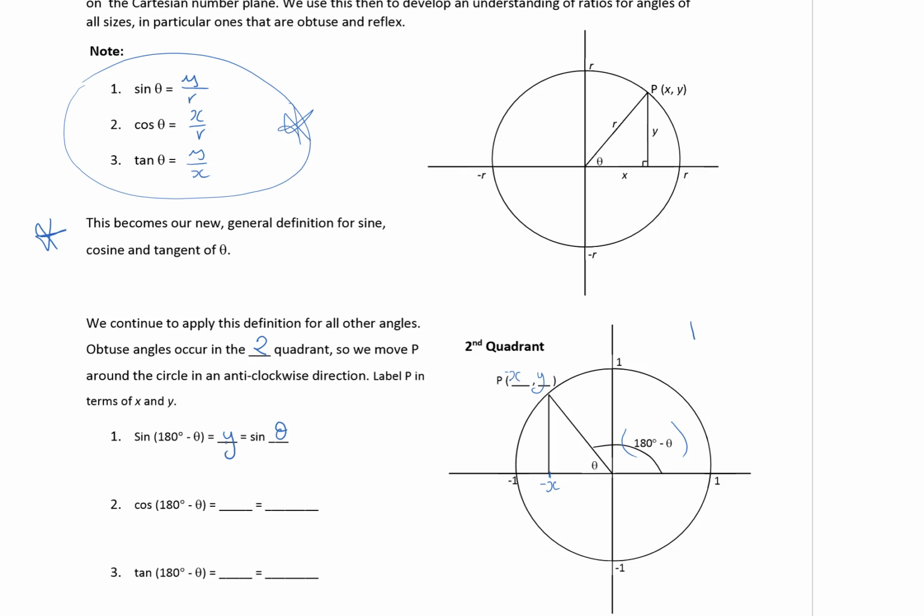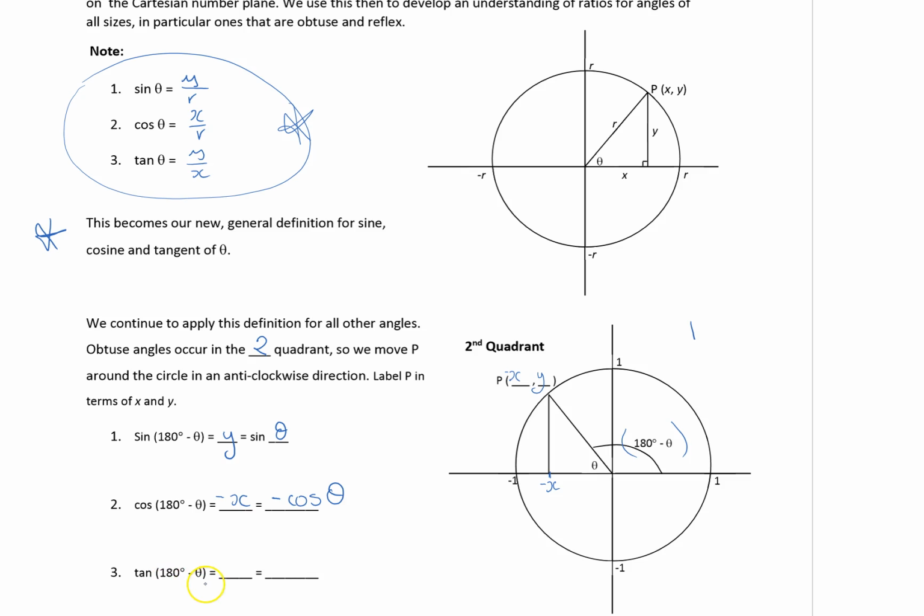Moving then, let's do the cos. Cos of theta in the second quadrant, or cos of 180 minus theta, is the x ordinate, which we can see by our diagram is minus x. Now, cos of theta was x, although we had written x over r, we're substituting r equal to 1. So cos of 180 minus theta becomes minus the cos of theta.